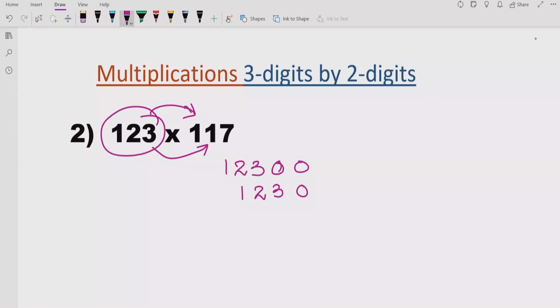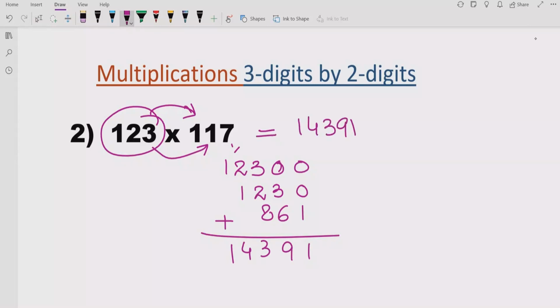And after that, 123 multiplied by 7, which is equal to 861. Now add all these numbers: 1, 9, 13, 4, 1. So the answer is 14391. And the answer is the same if you multiply it on a calculator.